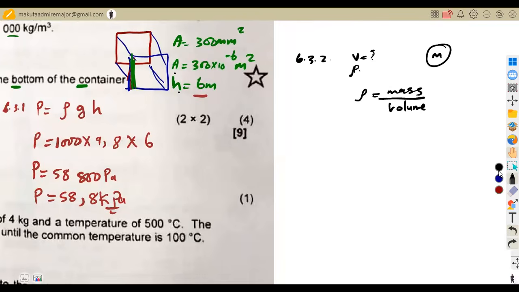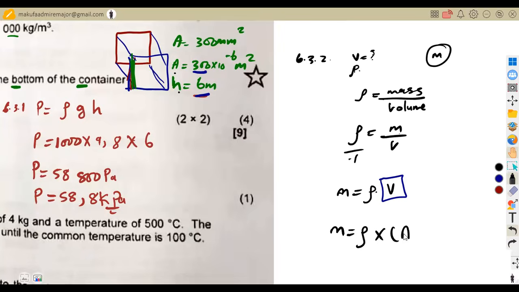So you can simply make it the subject, since rho is equal to m over v. Mass is simply density times the volume. The volume is taken from the solid, the container, which is the base area times the height of the container. We have the base area and we have the height. So our mass is going to be the density times the area times the height. That is what we need from our information.